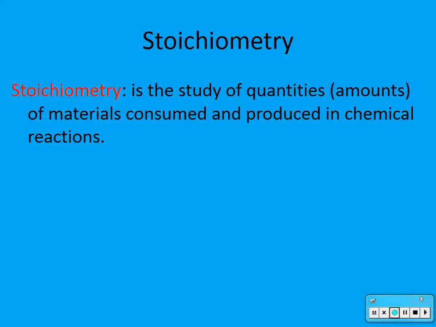So stoichiometry, here's the definition. Stoichiometry is the study of quantities, which is amounts of materials consumed and produced in chemical reactions. I think stoichiometry is really cool because if you know how much starting material you have, you can actually go through the calculations and determine how much of the product you're going to form before you even do the chemical reaction, which I think is amazing.